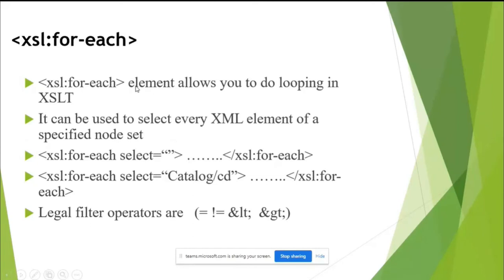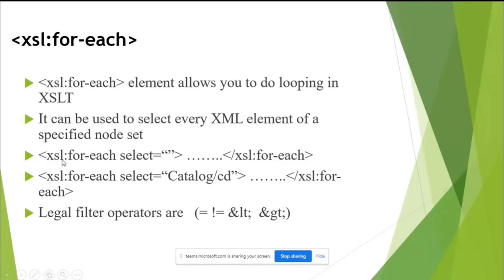Then XSL for each. The XSL for each element allows you to do looping in XSLT. We do not have a single data there, not just one student. There are lots of records, so we have to retrieve every data. So we are using a looping function here. Looping means it executes one by one until all the data is retrieved. It happens continuously. It can be used to select every XML element of a specified node set.